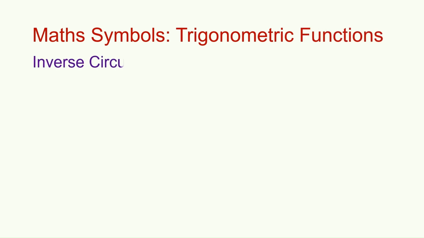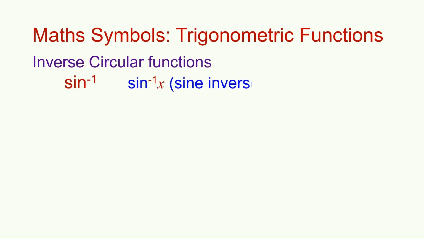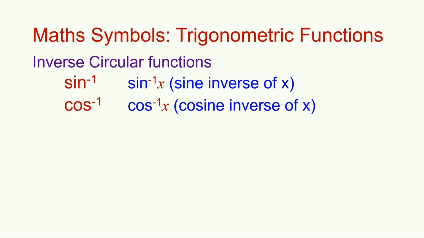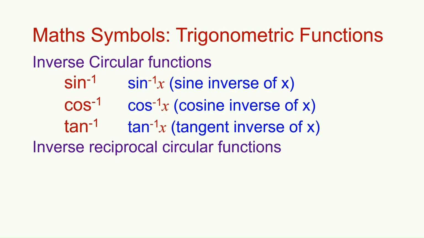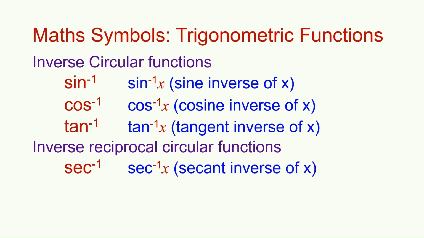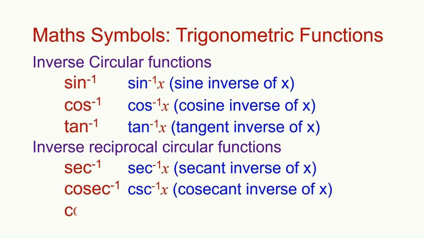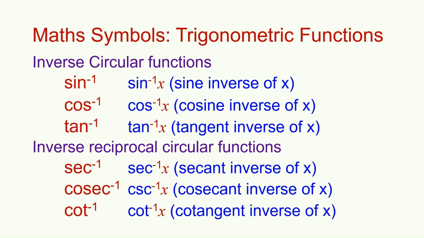Inverse circular functions. Sin superscript -1 x, sine inverse of x. Cos superscript -1 x, cosine inverse of x. Tan superscript -1 x, tangent inverse of x. Inverse reciprocal circular functions: sec superscript -1 x, secant inverse of x. Cosec superscript -1 x, csc superscript -1 x, cosecant inverse of x. Cot superscript -1 x, cotangent inverse of x.